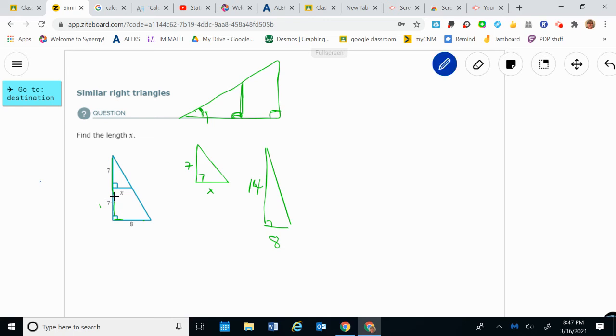And then to find x, just again, a proportion. X over 7, I put this side over that side, equals 8 over 14. Or you could do x over 8, small side, small triangle, large triangle, equals 7 over 14. It doesn't matter. You could even flip it. You could do large over small is equal to large over small.